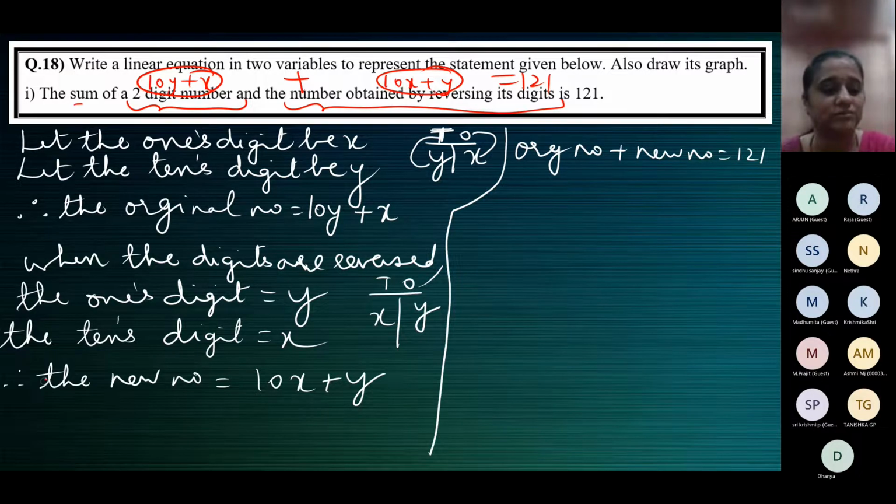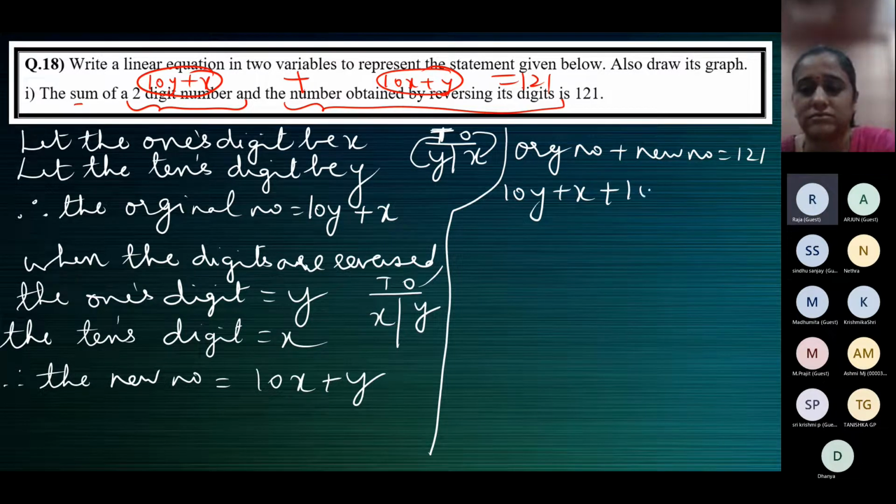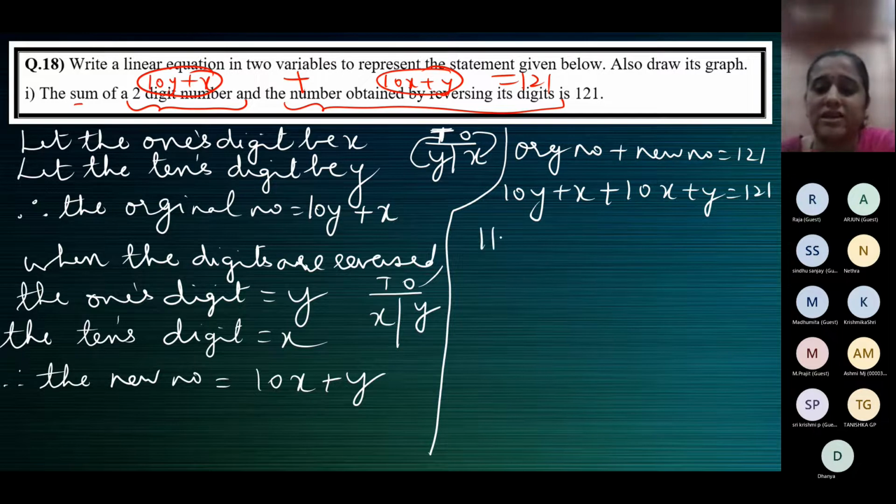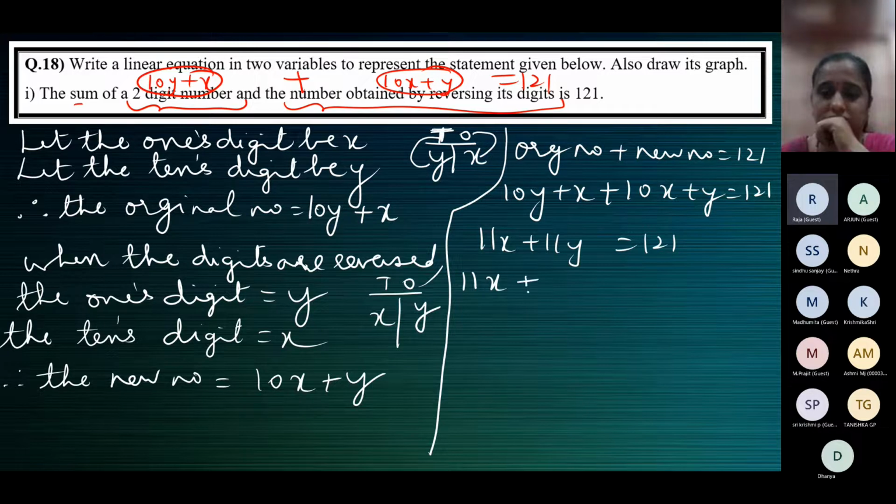Yes, Raja, please continue. Now the original number is 10y plus x, plus 10x plus y, is equal to 11y plus 11x. Complete it, is equal to 121. Now 10x plus x is 11x, 11y, is equal to 121. Next what? 11x plus 11y minus 121 equal to 0.